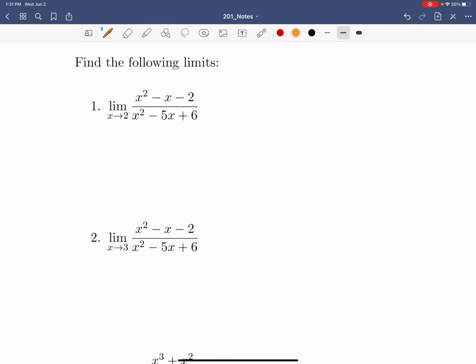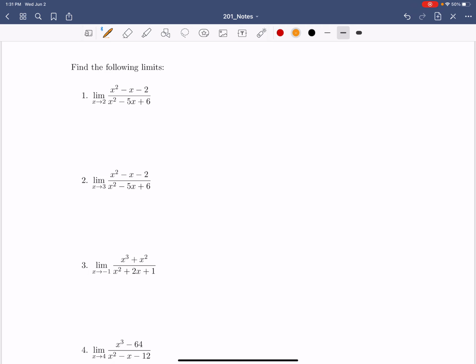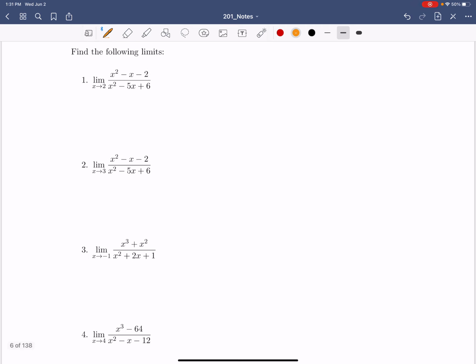Hey everyone, let's answer some limit questions based on the techniques that we've learned in class today. Let's look at number 1, right? Limit as x approaches 2 of x squared minus x minus 2 over x squared minus 5x plus 6. Now remember, the first thing we always like to do with this sort of problem is plug in the number, right? In this case, plug in 2.